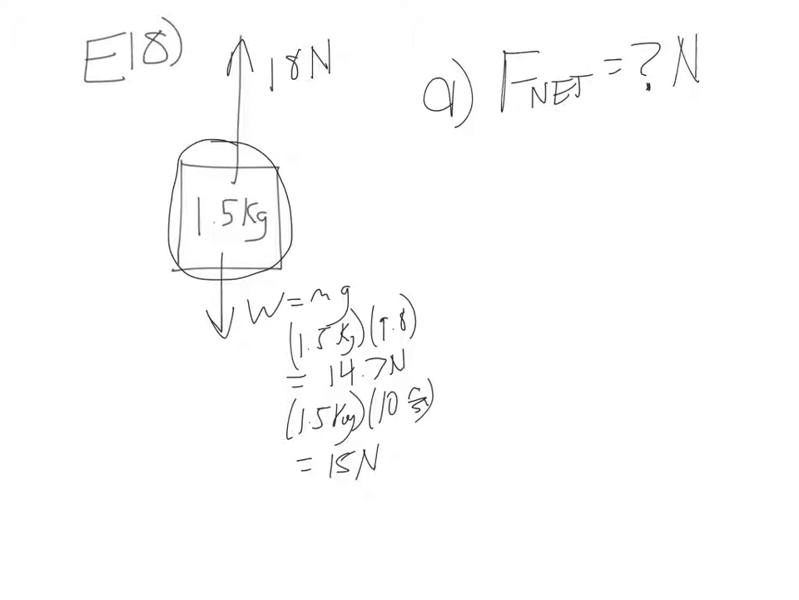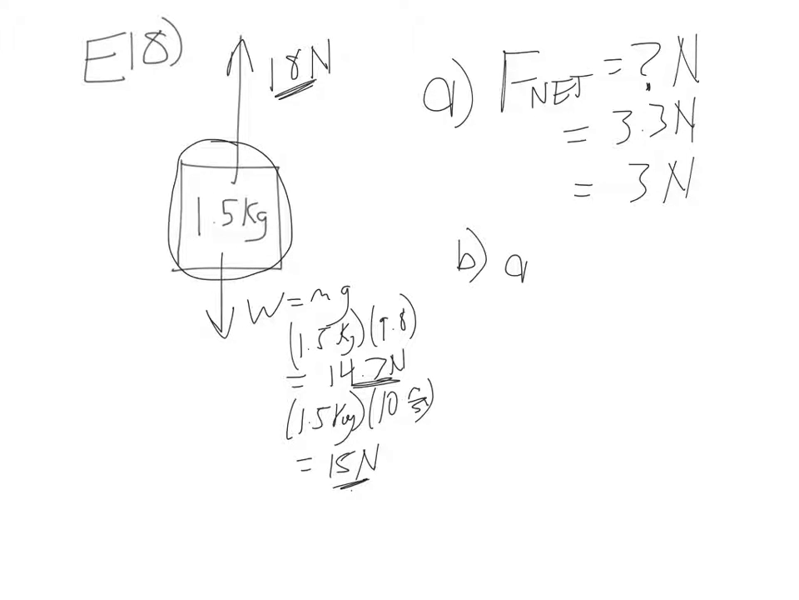Depending on which one of those you used, the net force is going to be either 18 minus 15 or 18 minus 14.7, and that's going to equal either 3.3 newtons if you used this one, or 3 newtons if you used this one. All right, so we have a net force. And that net force is upwards because this 18 newtons is bigger than either of those weight measurements, which means we have an acceleration. And part B is asking what is the acceleration.